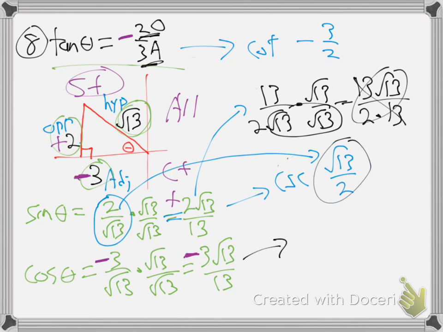Flip this one. So the flip of this one would be secant. What's the flip of secant? What's the flip of cosine? It's cosine, secant. I'm going to flip this one, because that'd be quicker. Minus root 13 over 3. We found all 6 trig functions.